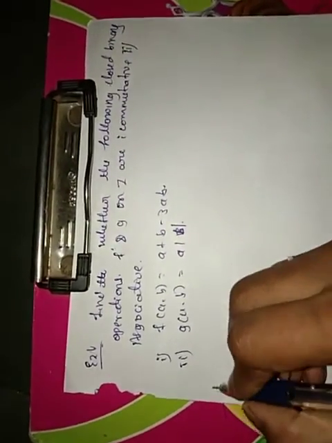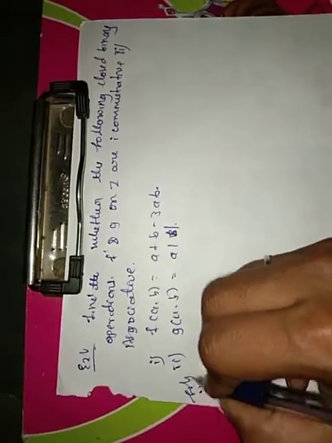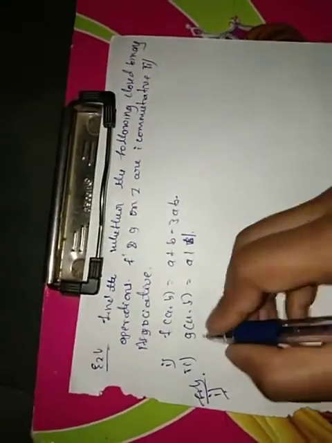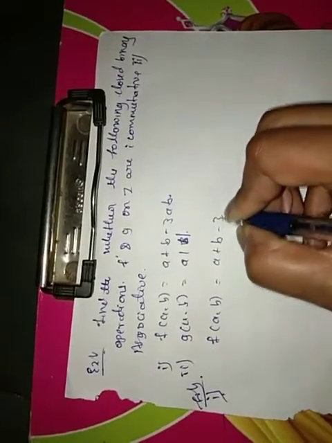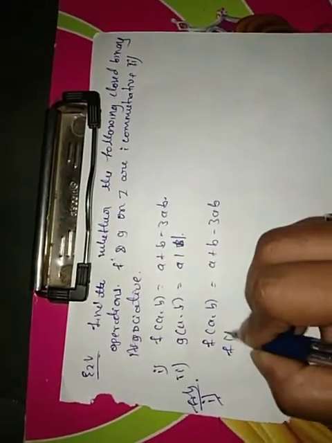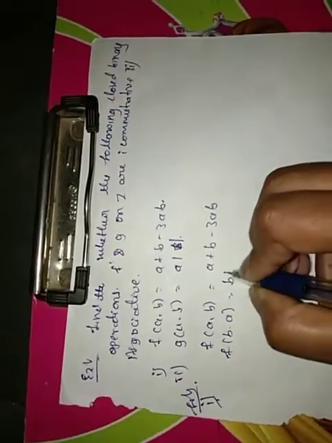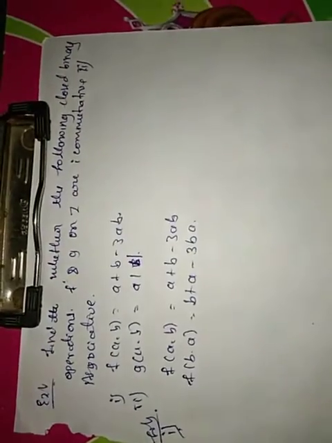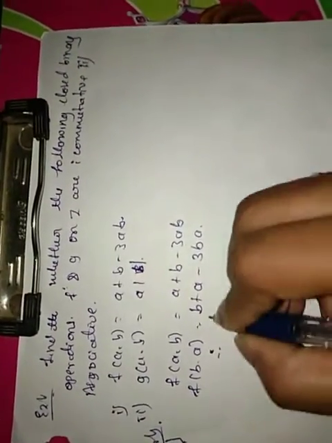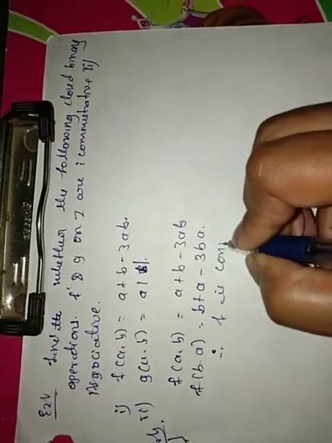So, come to the first one. Solution of the first one. Suppose f of a comma b equal to a plus b minus 3ab. Then f of b comma a equal to b plus a minus 3 into b into a. Both are nothing but the same here. Therefore, f is commutative.